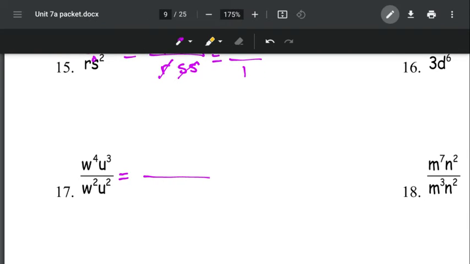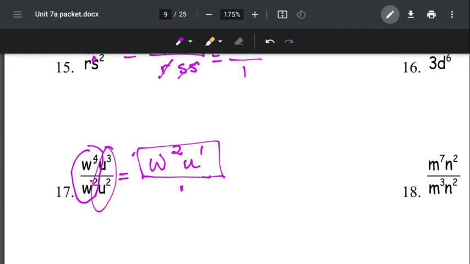So here's my fraction bar. W to the 4 over W squared. You subtract 4 minus 2, and you get W squared. U to the 3 divided by U to the 2. When you subtract your exponents, you get U to the 1, or just a U. And there's your answer. You could put a 1 under that as a denominator, but you don't have to.